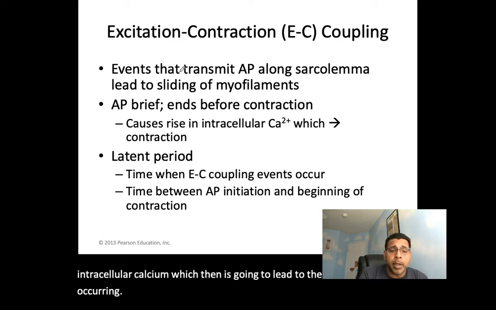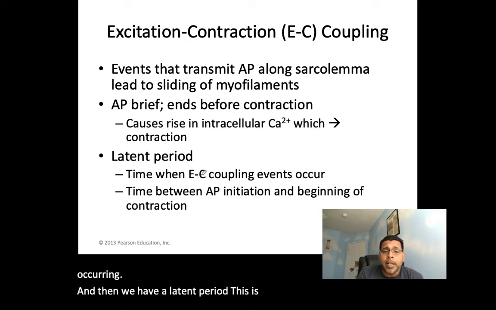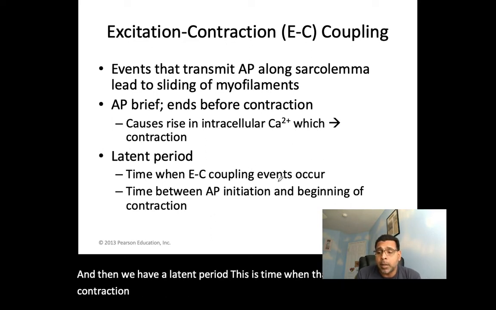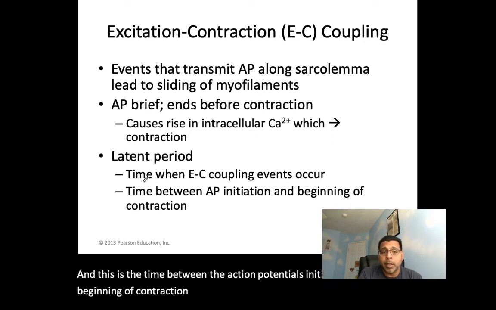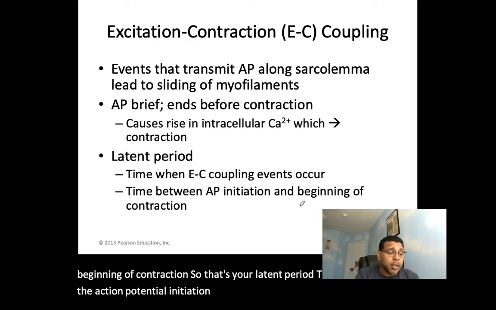And then we have a latent period. This is the time when that excitation contraction coupling event occurs. And this is the time between the action potential's initiation and the beginning of contraction. So that's your latent period. That's the time between the action potential initiation and the beginning of contraction.